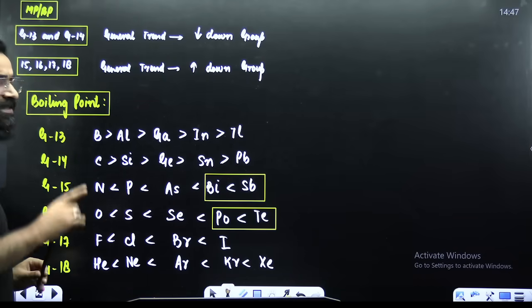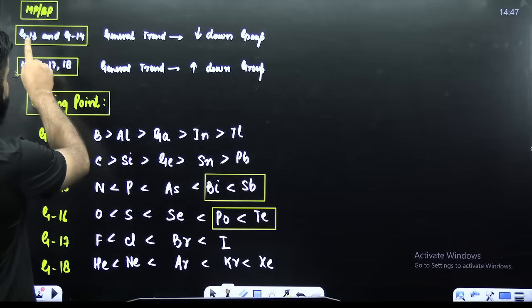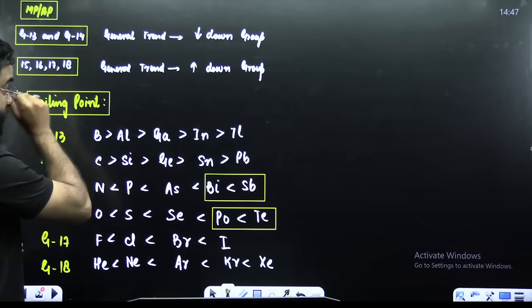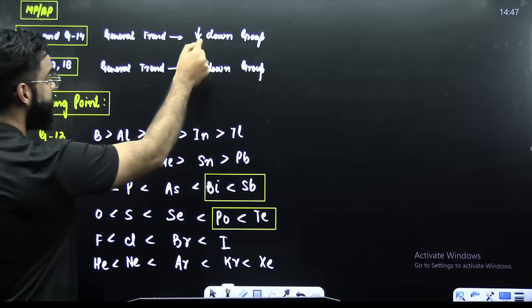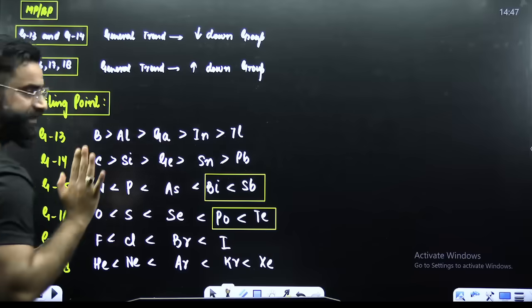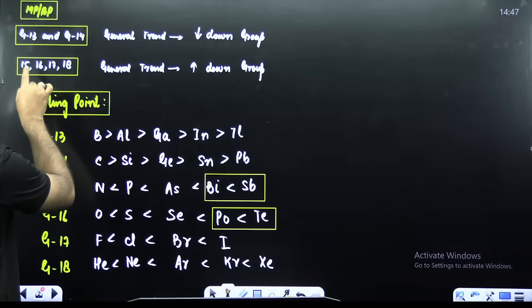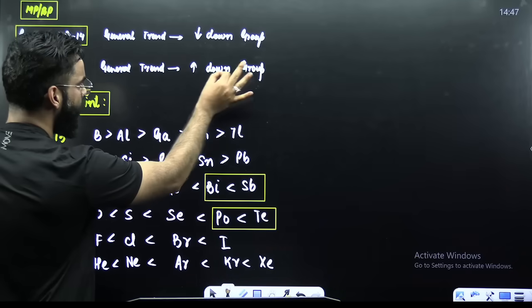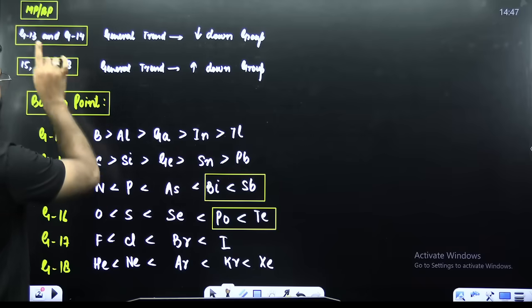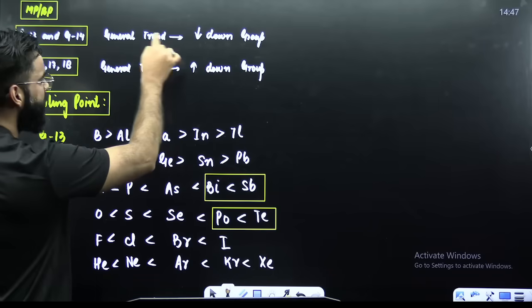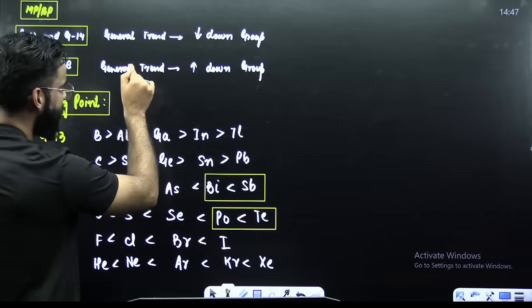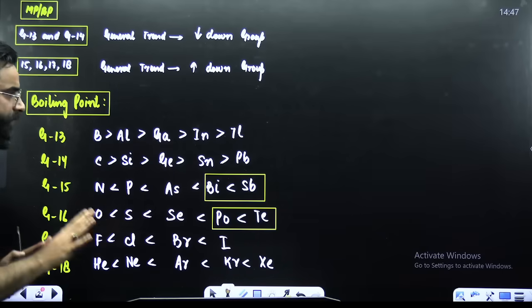My dear students, the first thing which you need to remember, when it comes to group 13 and group 14 elements, the general trend says that down the group, melting and boiling point decreases. When it comes to 15, 16, 17 and 18th group, the general trend is your melting and boiling point, they increase down the group. So for 13 and 14th group, melting boiling point decrease down the group. For 15, 16, 17, 18, your melting and boiling point, they increase down the group, right?